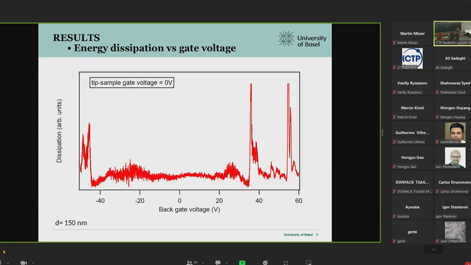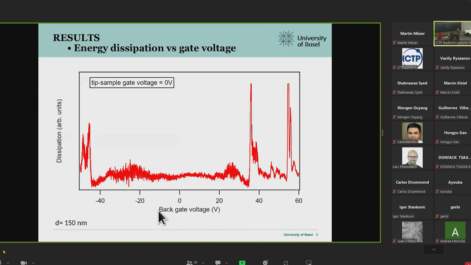And this is raw data, our spectrum. On the y-axis is the dissipation. On the x-axis is the backgate voltage, the voltage that we can apply to this p-doped silicon. We have the electron side, which is above zero, and we have the hole side. You see a series of dissipation peaks. There is a small one here, a quite big one here, and a very big one there.